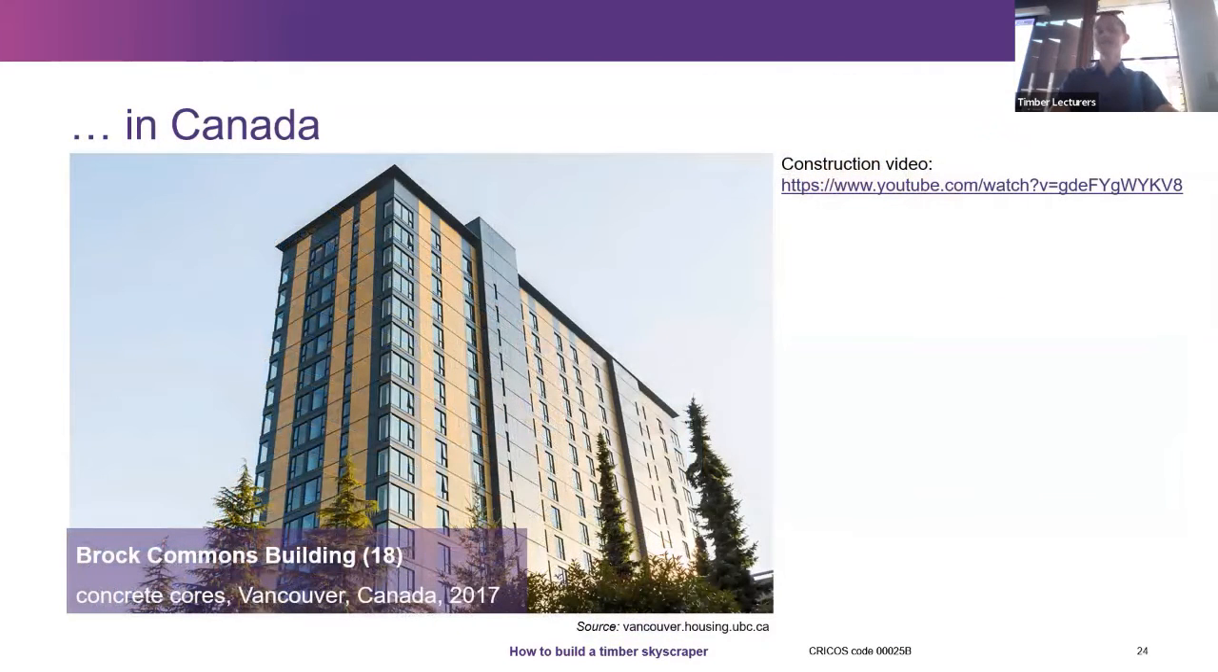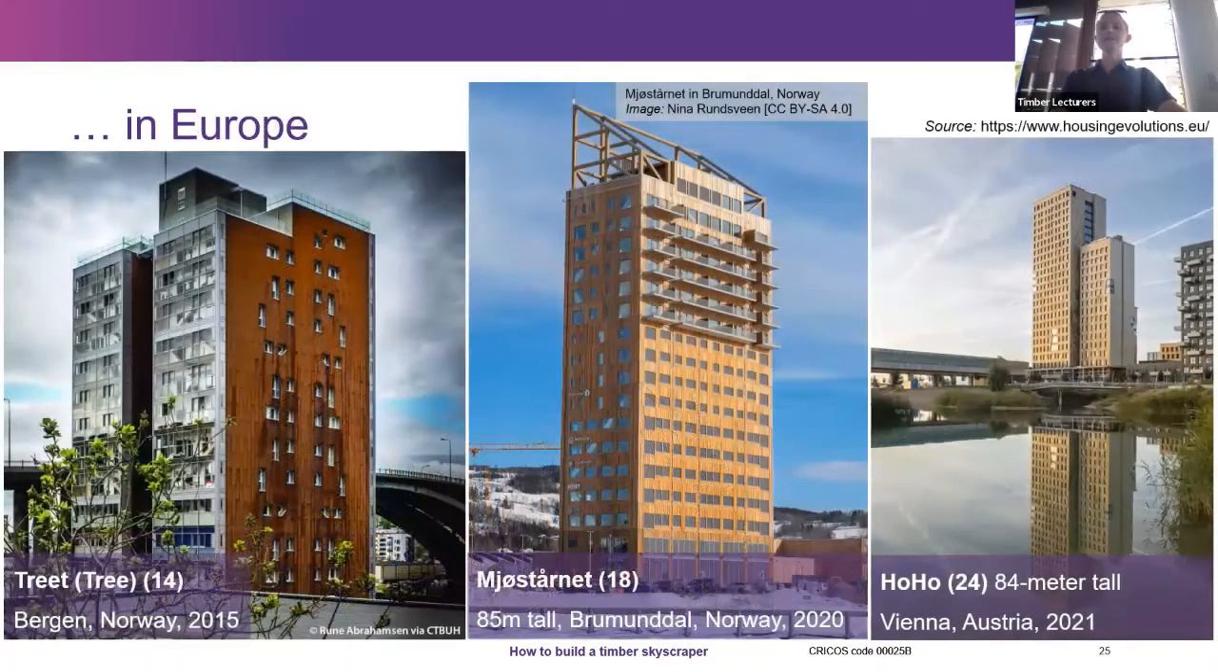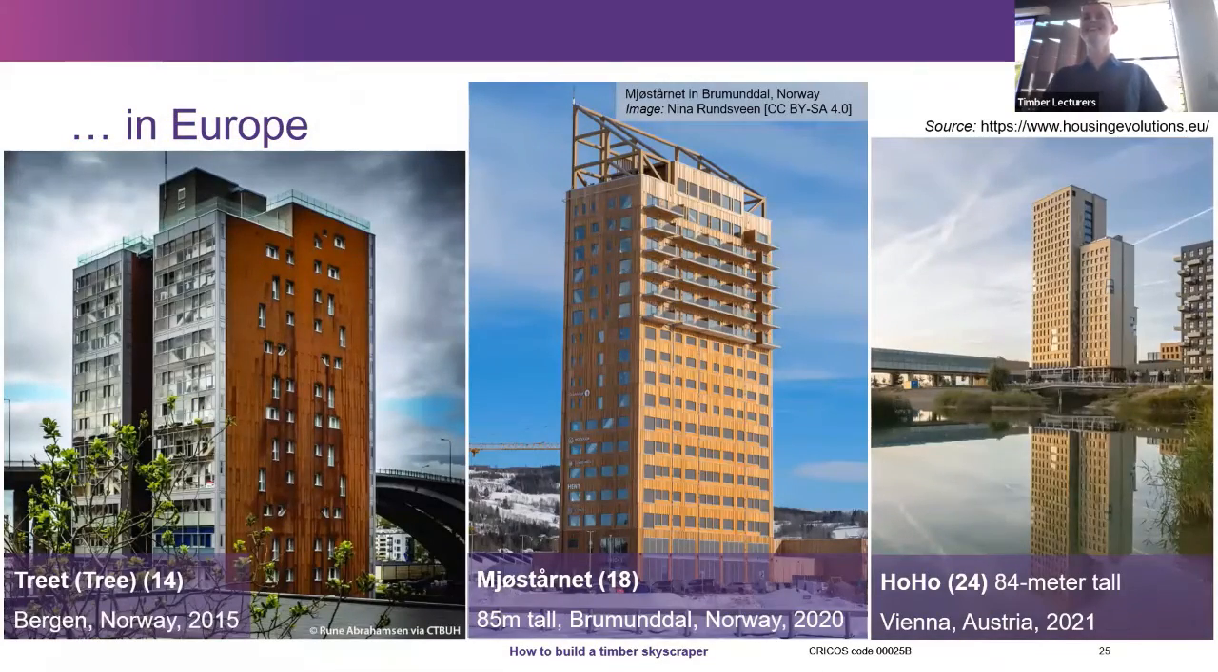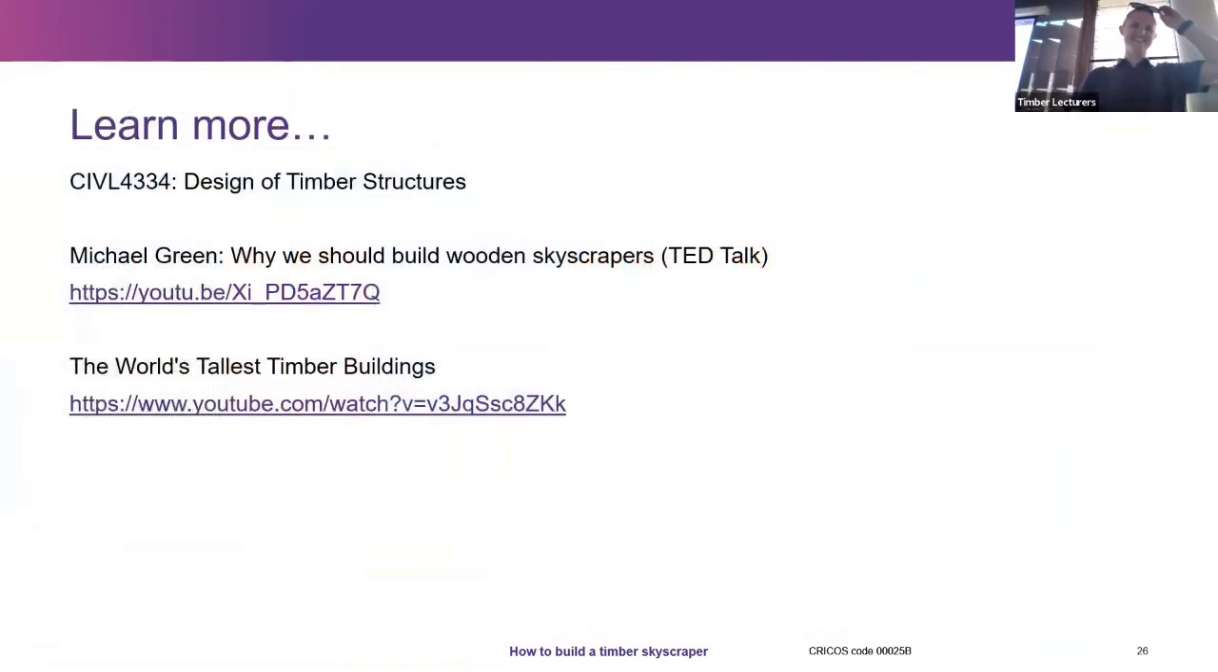In Canada, this is one of the actual tall ones, 18 stories. That's student accommodation. It's got concrete cores. And in Europe, they are really taking the cake. So the tallest one still to date is the Brumunddal in Norway, which is completely timber, no concrete, no steel beams, no cheating. It's all glulam and CLT. Oh, you wanted to take a photo of that one? Awesome. So that's it for me.